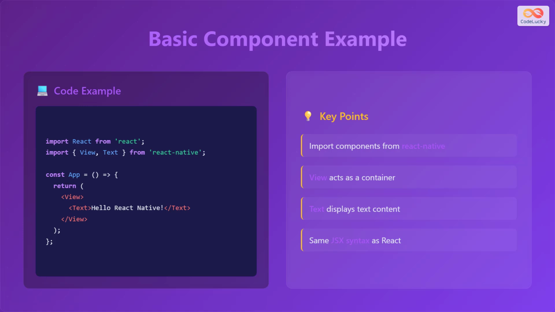Key points to note: import components from the React Native library. The View component acts as a container, similar to a div in HTML. The Text component is used to display text content. It uses the same syntax as React.